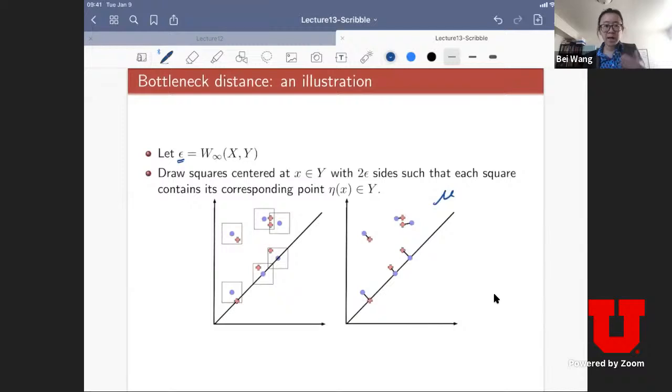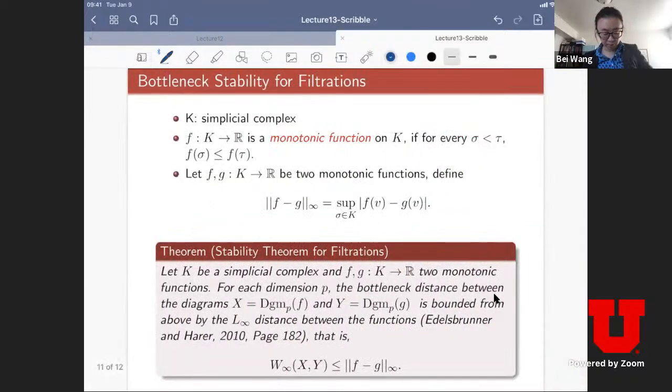Okay. And another way to think about it is that if epsilon is my bottleneck distance, we can draw a square of side length 2 epsilon surrounding every blue point, and there is always a red point that belongs to that square. That's another way to imagine what this epsilon distance means: for every single feature from the blue diagram, there is a red feature that it's matched to. Okay, so this is the bottleneck distance, and this leads to the first stability result with respect to the persistent diagram.